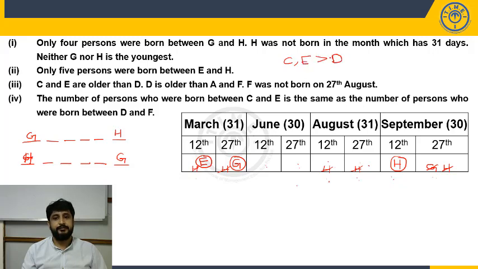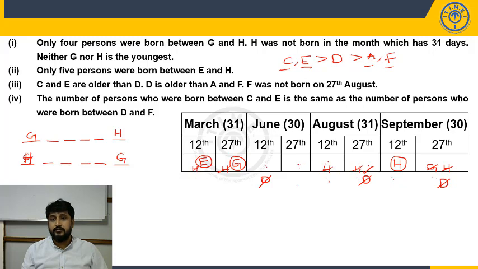Next, what is given? With the help of this, I can say that it cannot be D, because before D I should place C and E. E is already in the arrangement. If I take D here, I can't take C anywhere, so it is not possible. It is also mentioned D is older than A and F. When D is older than A and F, D cannot be here. If I take D in this position, after D I should take A and F, but I have a place for only one person. I have to take two persons, A and F, minimum. So even D cannot be here.